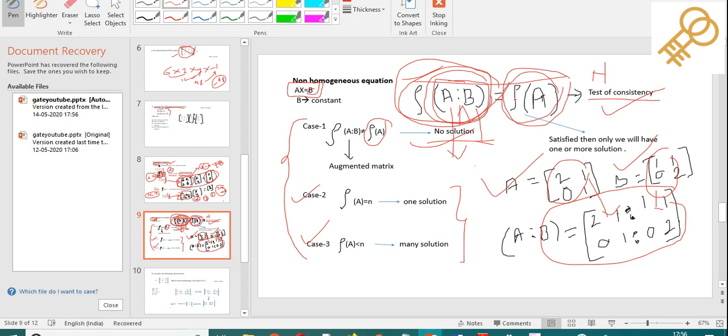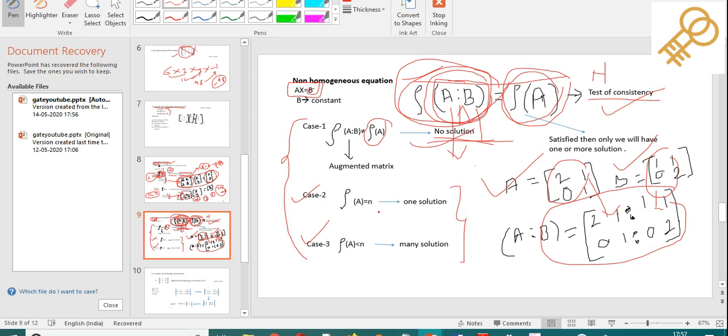If the rank is less than the number of variables of the augmented matrix, then you can easily tell that this equation will not have any solutions. You can see in case 1 the rank of [A:B] is not equal to the rank of matrix A, which means the test of consistency has failed. The test of consistency has failed, so there is no need to check whether the number of variables is greater or lesser. In that case you can tell that it will not have any solutions.